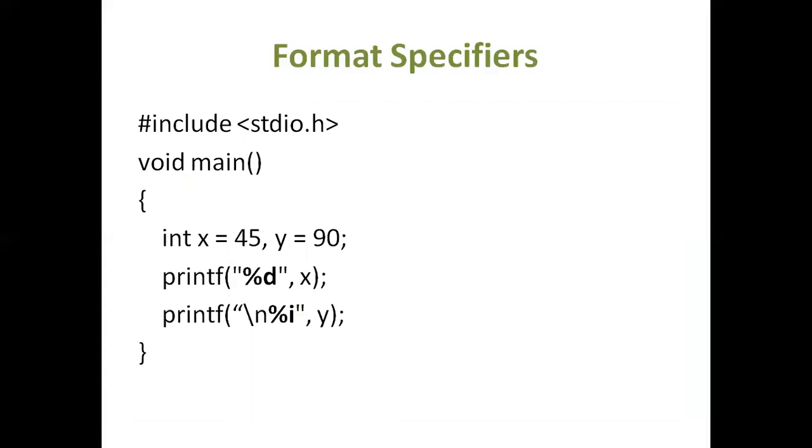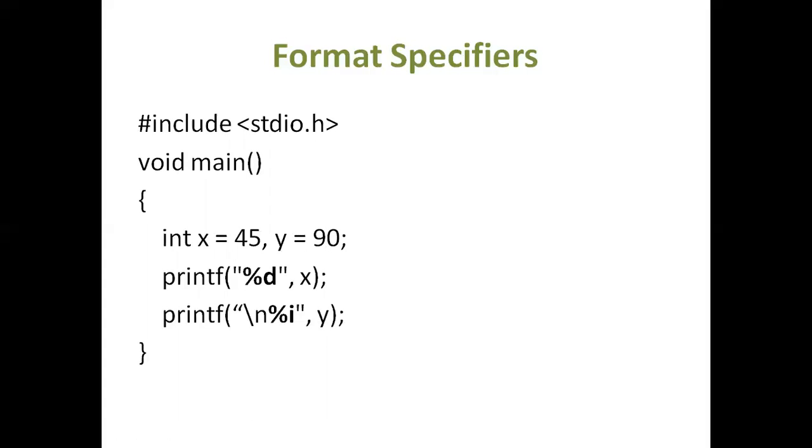Now we will go through some examples to clarify the concept of the format specifiers. In this program, you can see how many variables there are. There are two variables and both are integer type: integer x and integer y. We have also initialized them. X is given the value of 45 and y is given the value of 90.